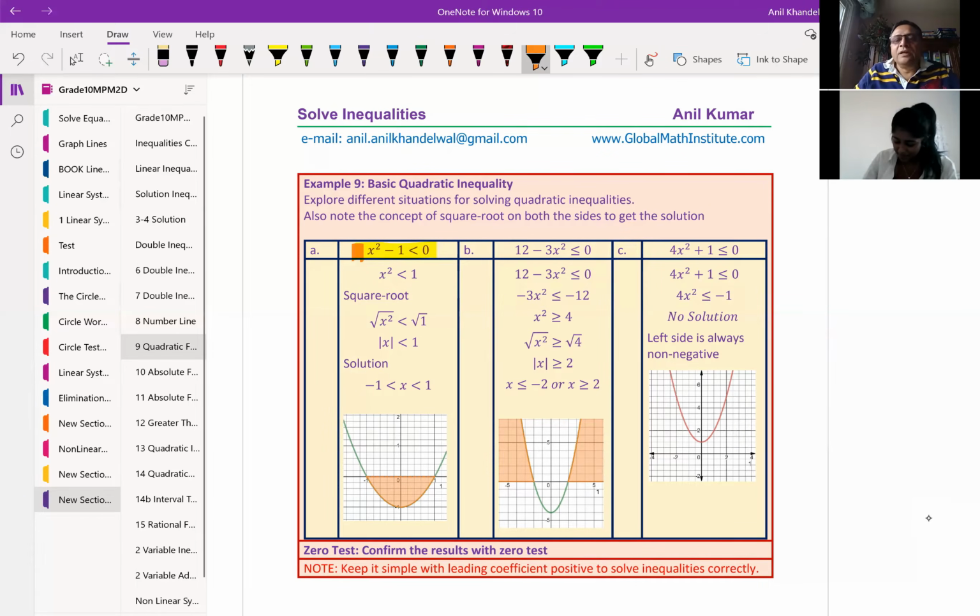Now, fortunately, in this particular example, it is positive. So we take 1 on the other side and we land up with a very simple equation: x squared is less than 1. Now, what is square root of x squared? Tell me, Annie. Square root of x squared. Yes.